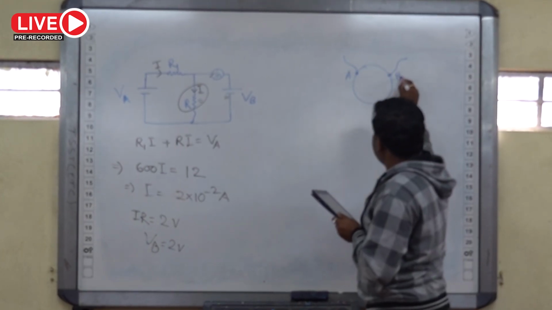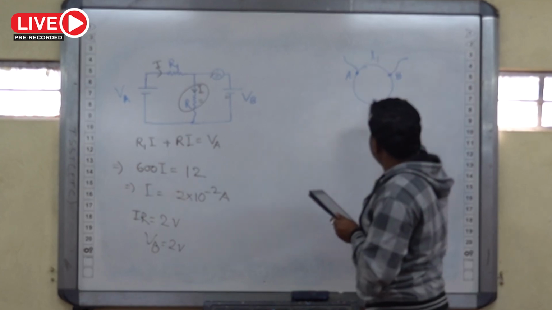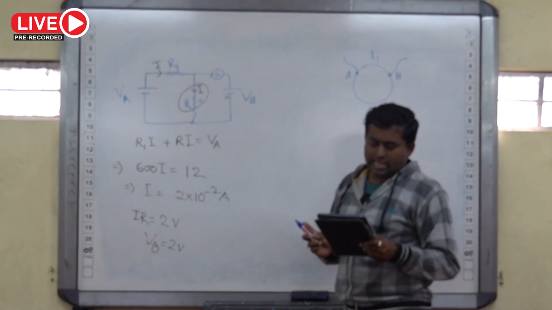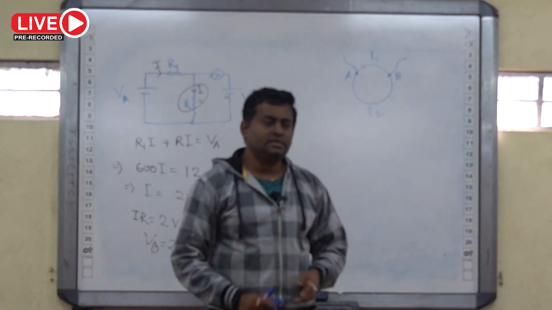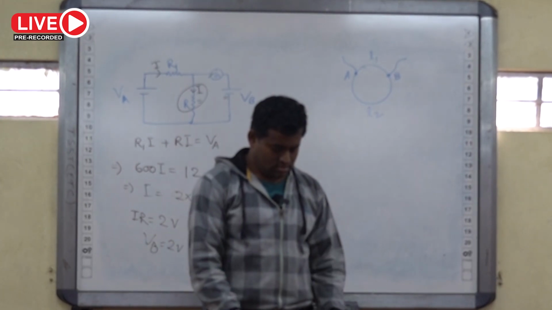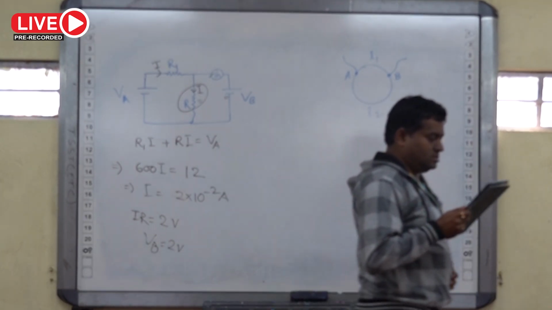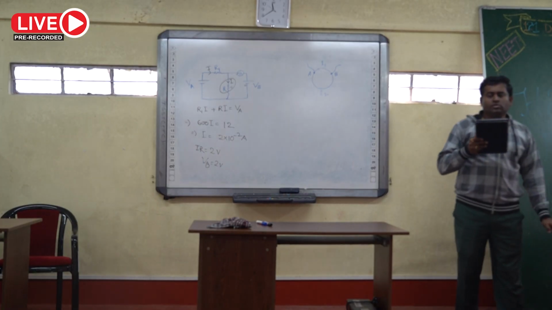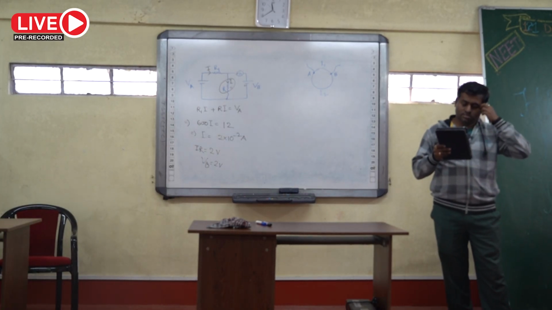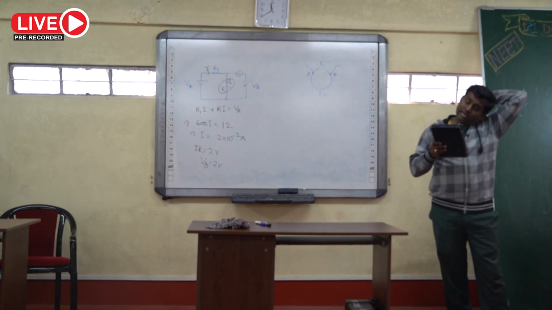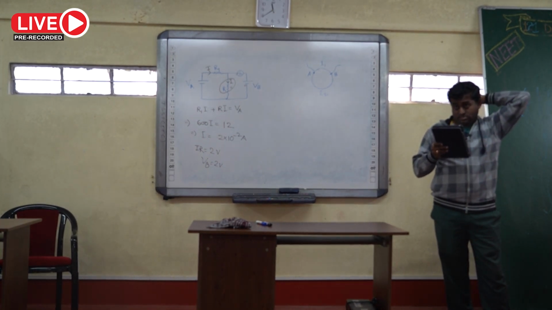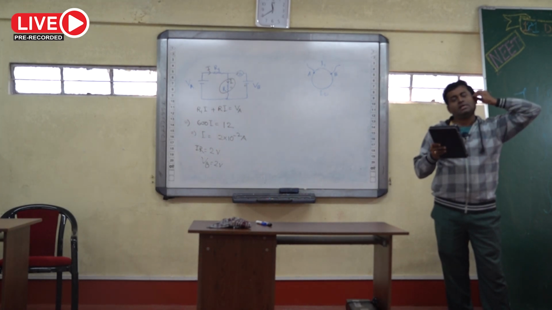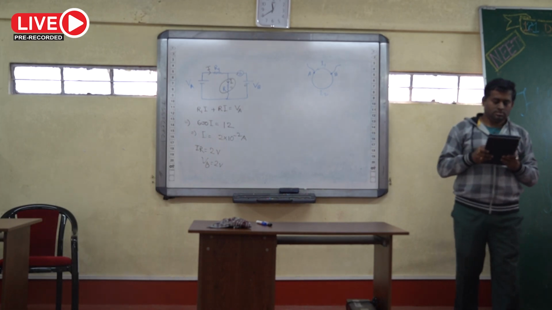In this, between points A and B, suppose this length is L1 and this length is L2. Option A, L1 by L2 equal to 5 by 8. Option B, L1 by L2 equal to 1 by 3. Option C, L1 by L2 equal to 3 by 8. Option D, L1 by L2 equal to half.